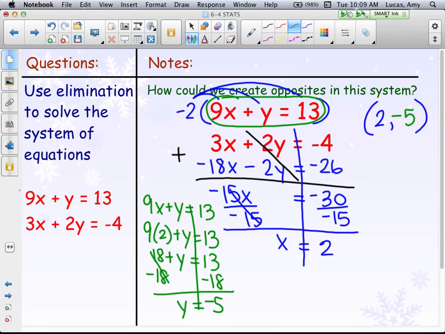I could have solved this system by multiplying that bottom equation by -3 first to eliminate the x's. I would have gotten the exact same solution. I would have just been solving first for the y, second for the x coordinate.